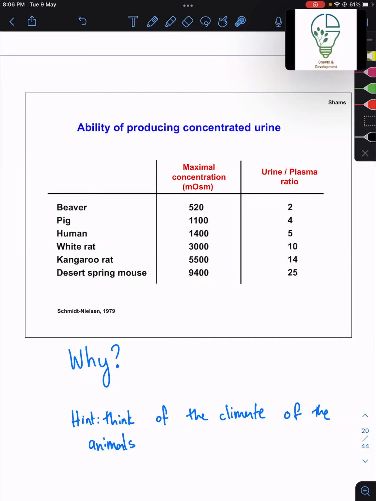Why do you think that is? Why do you think some animals have very concentrated urine and some animals have relatively less concentrated urine? And I wrote a hint over here. Think of the climate.